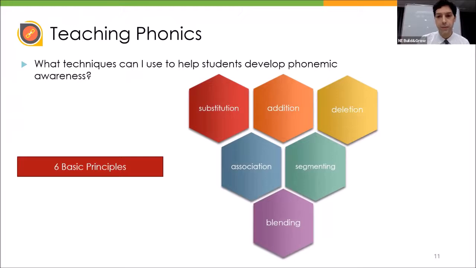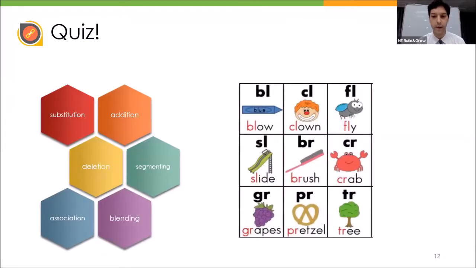I'm just going to read them to you, but I'm not going to give you definitions because this would be very boring and not very interactive. So I'm going to give you a quiz, and I'm going to see how many of these you can identify, okay? But before we start the quiz, let's go ahead and read through them. So the 6 principles are substitution, addition, deletion, association, segmenting, and blending, okay? Now, let's start our quiz.